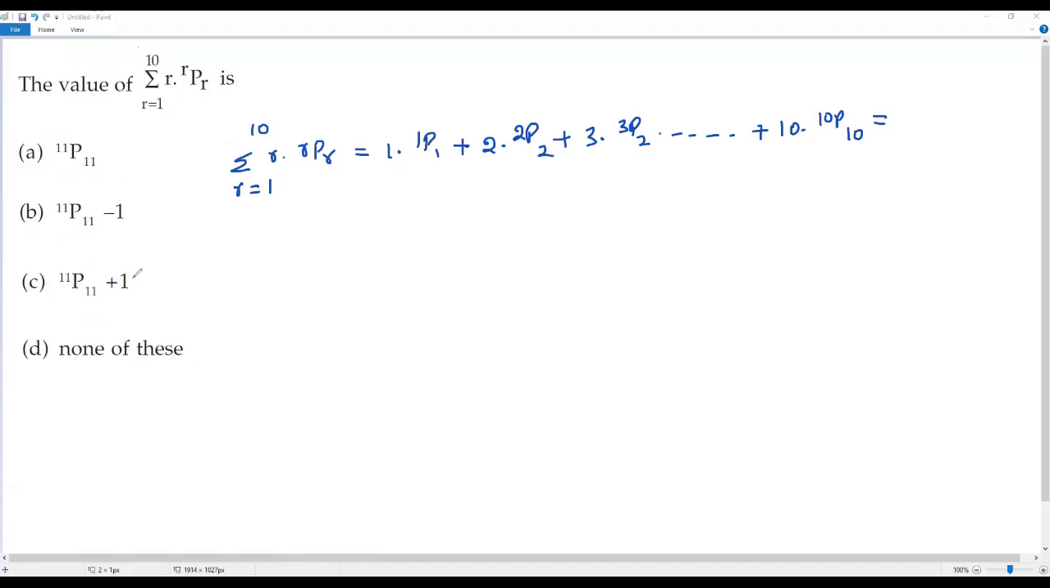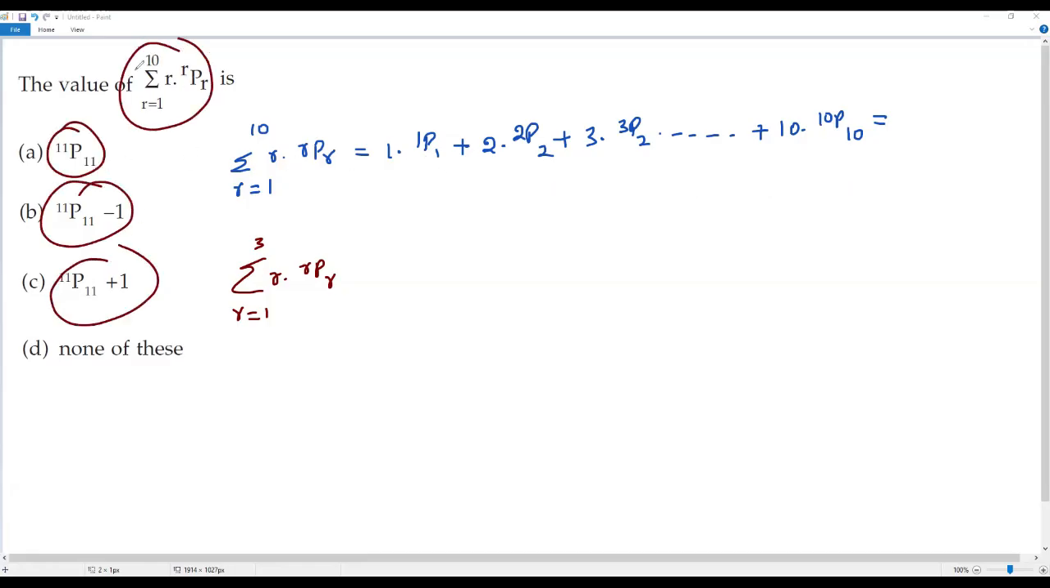So how do we do this? It seems to be a little complicated. To make the process easier, let me consider another series in the same form, where r equals 1 to 3 of r times rPr. I have taken another series with the same general term, but this time with values of r from 1 to 3, not up to 10, because if I take up to 10, there are 10 terms. It's difficult to evaluate and to find the one which is equivalent to this. If I take up to 3, I can easily evaluate the value.